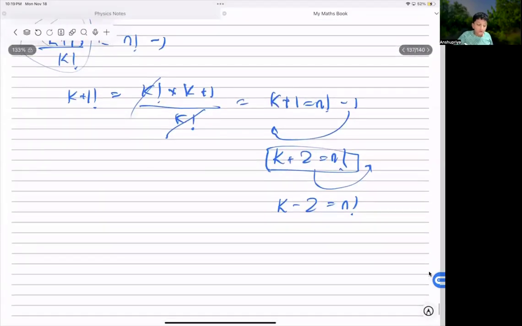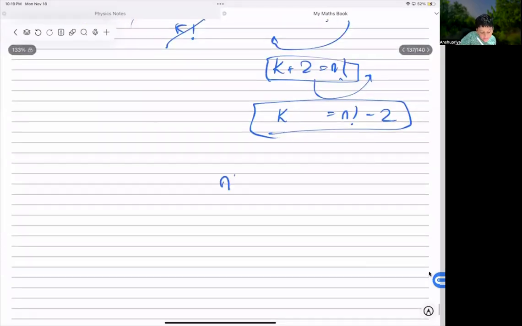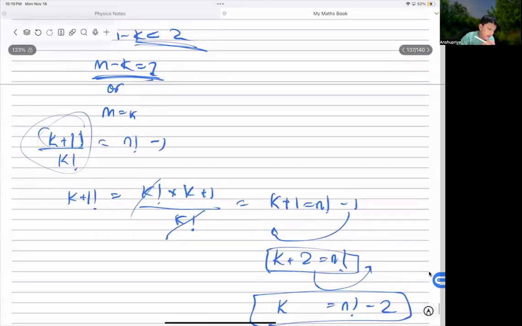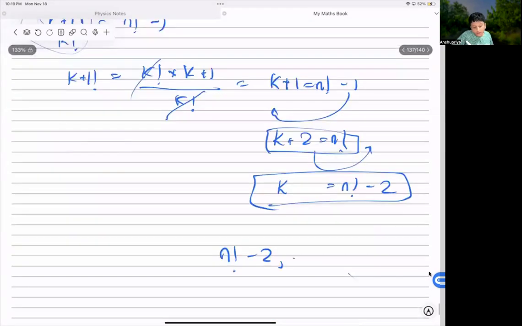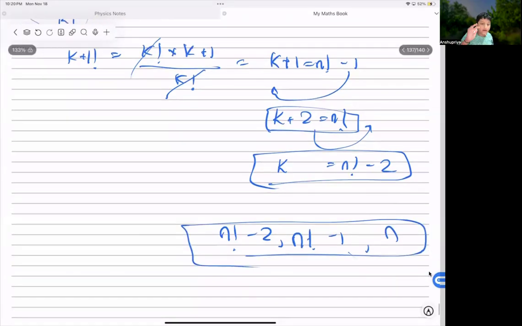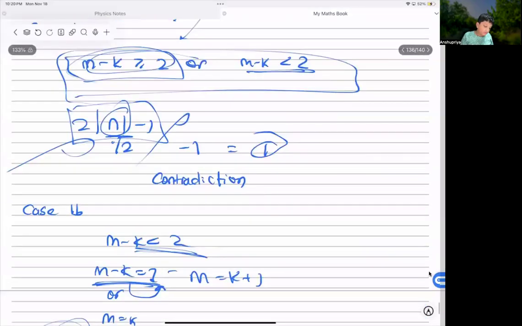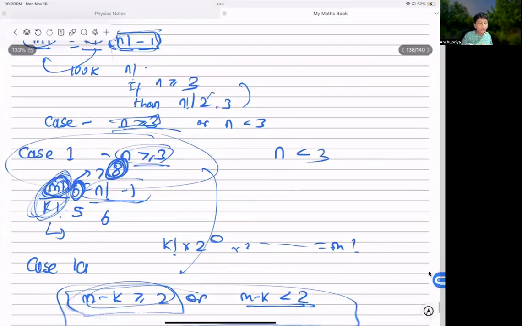Sorry, I made a mistake. It will be k equals n factorial minus 2. And what is m? m is k plus 1, so this will be n factorial minus 1. And n is n. So this is one case. Okay, guys? So we have one case now. That finished this case. Now the case left is that n is less than 3.